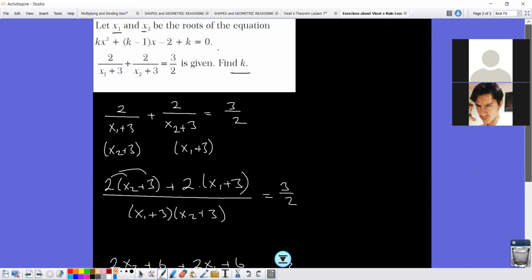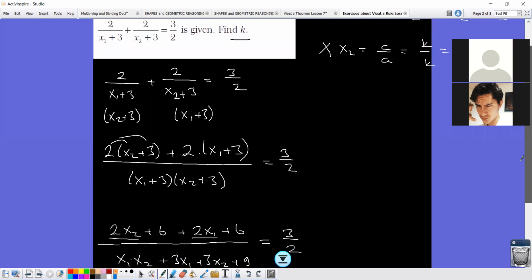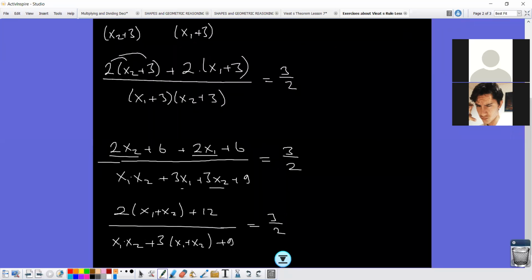So when we go back to our equation, what is x1 plus x2? Minus b over a, which is minus k minus 1 over k. So this one will be minus k plus 1 over k, or you can write it like 1 minus k over k. And x1 times x2 will be c over a, which is k over k, which is 1. Okay? It's okay.